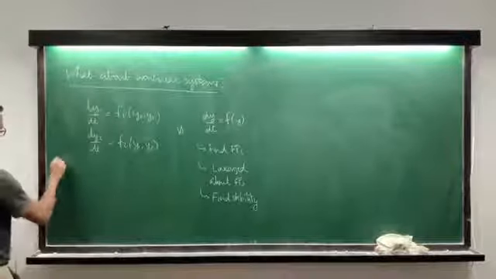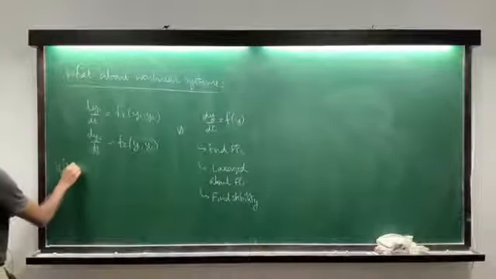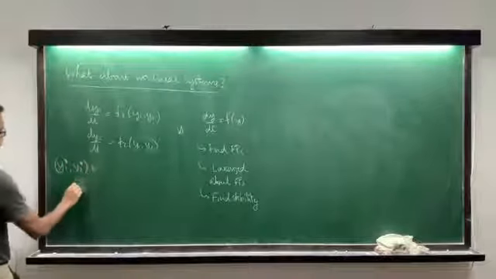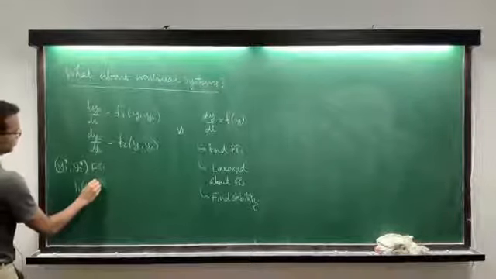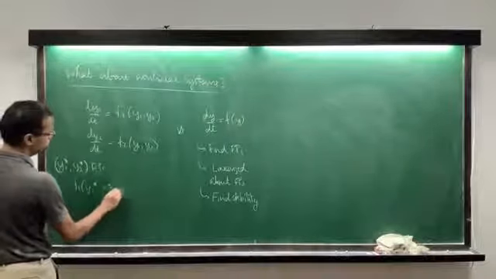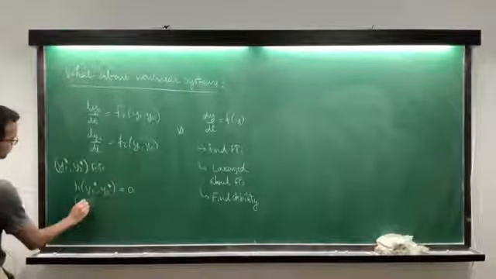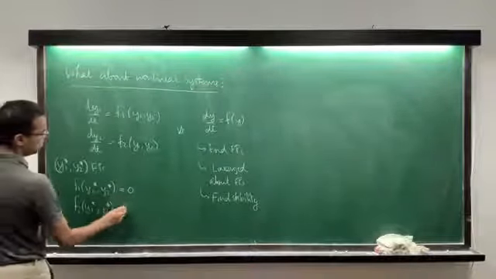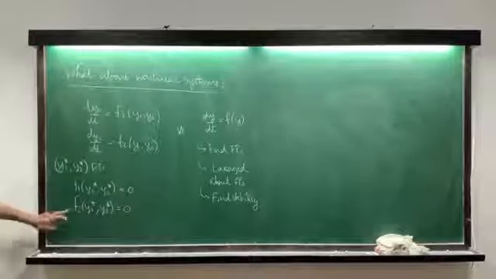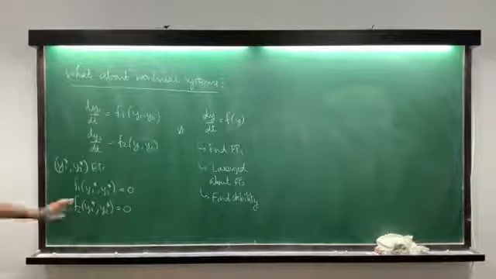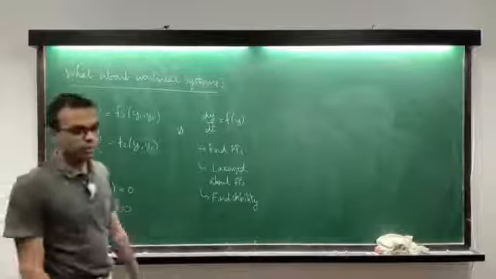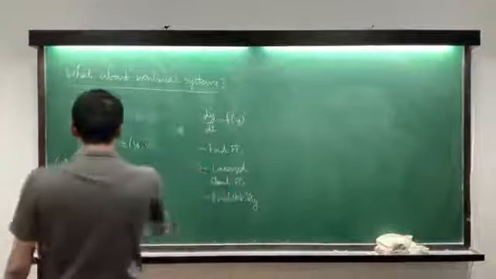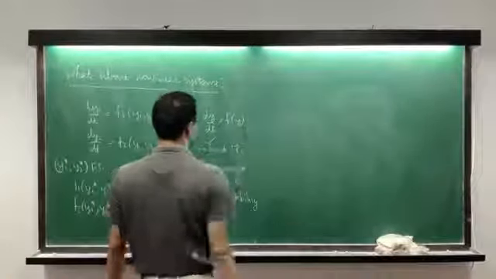So first let's find the fixed points. The fixed points are y1 star, y2 star. So you have to solve two simultaneous nonlinear equations, and you will get values, maybe multiple values of y1 star, y2 star. So you might have multiple fixed points, not just one. And so that's the first step. So first step is done.